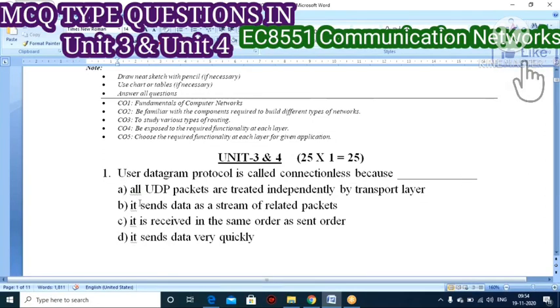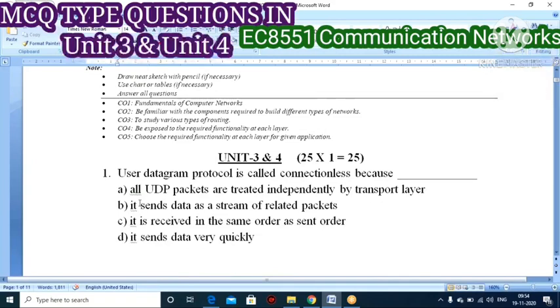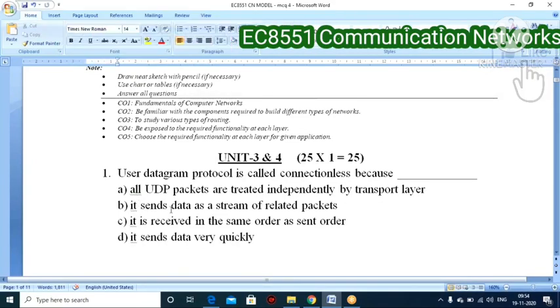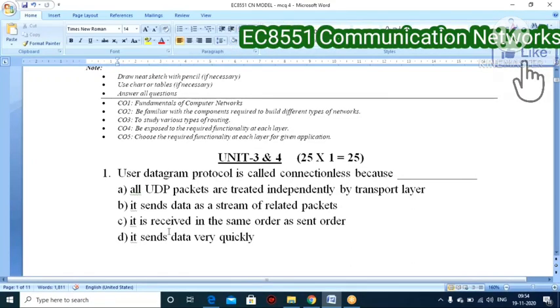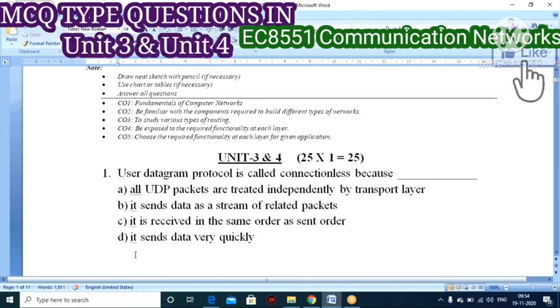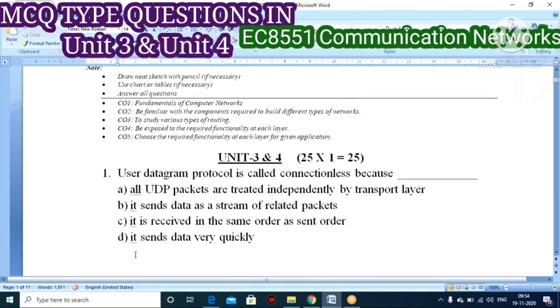Option A is all UDP packets are treated independently by the transport layer. Option B is it sends the data as a stream of related packets. Option C is it is received in the same order as sent. Option D is it sends data very quickly.